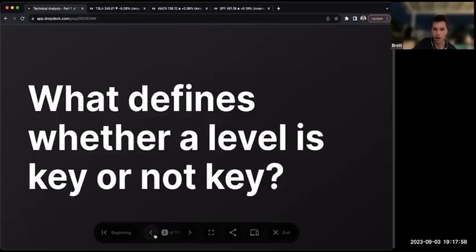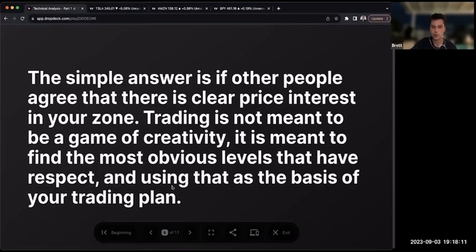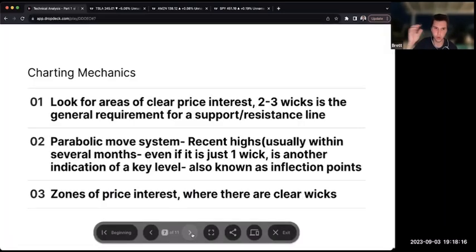Remember, the reason why levels are important is because they are retail entries and institutional entries and exits, right? We're just looking for where other people would normally sell and where other people would normally take profit, because that is going to define whether it's a key level. And then we're going to use that level as our basis for the trading plan. That's all that matters here.